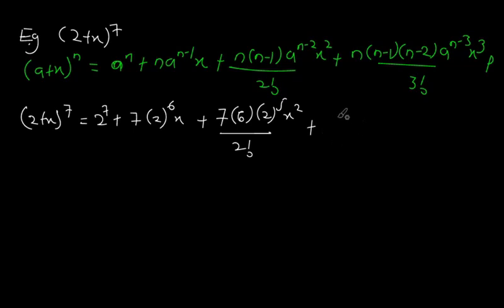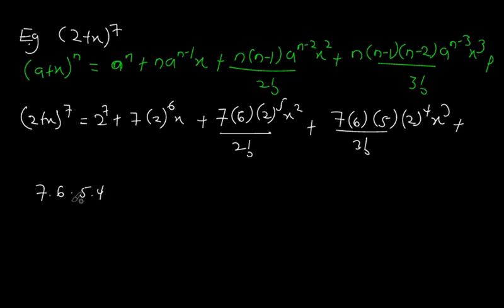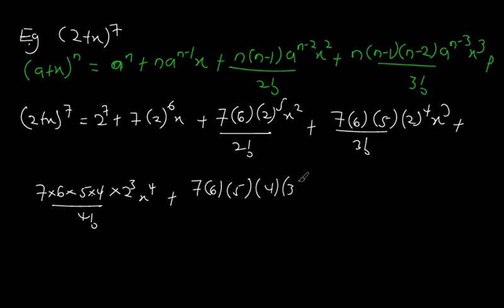So plus 7, 6, 5, okay, then we have the 2 raised to the power 4, the x power will increase by 3, we divide by 3 factorial, then plus, we go on, so we have 7.6.5.4. The dots represent multiplication. Let me just write it down to avoid confusion. Then times 2 raised to the power 3, okay, divided by 4 factorial, and then we have our x to the power 4 over here, then plus 7, 6, 5, 4, 3.